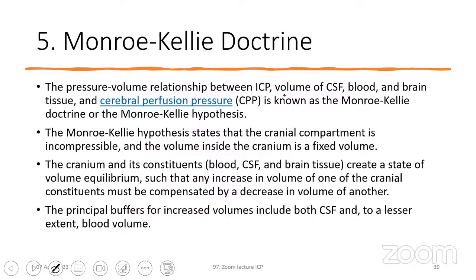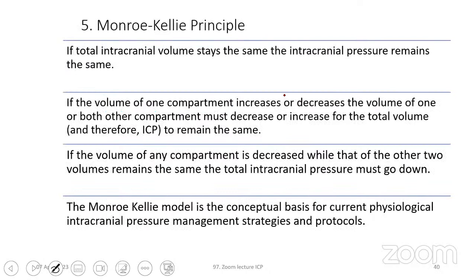The principal buffers for increased volume include both CSF and, to a lesser extent, blood volume. So if total intracranial volume stays the same, the intracranial pressure remains the same. If the volume of one compartment increases or decreases, the volume of one or both other compartments must decrease or increase for the total volume, and therefore ICP, to remain the same. If the volume of any compartment is decreased and that of the other two remain the same, the total intracranial pressure must go down. So this model is the conceptual basis for current physiological intracranial pressure management strategies and protocols. It's very, very important.